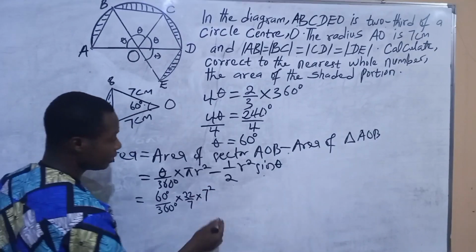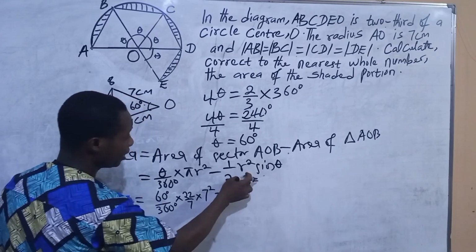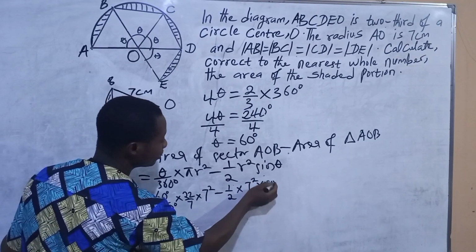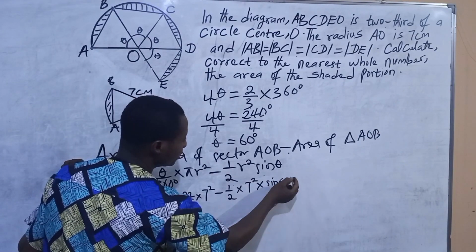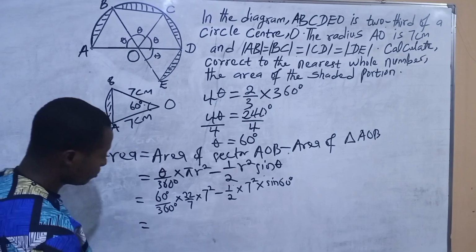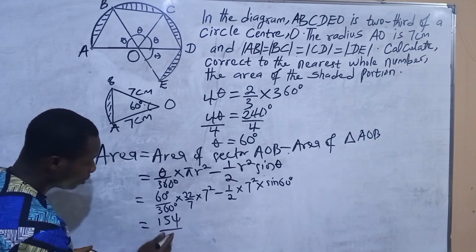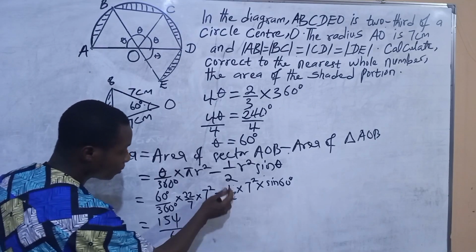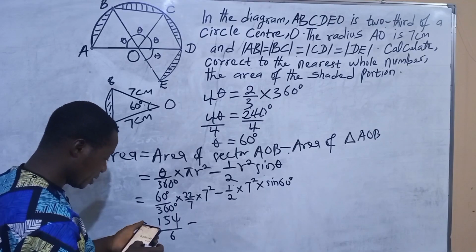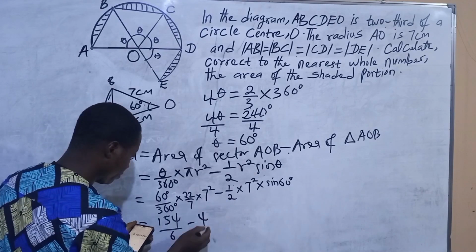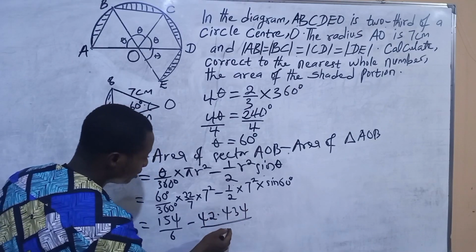That's 7 times 7. Then minus half times 7 squared again, times sine theta. Theta is 60, so we have sine 60 degrees. Just use the calculator to evaluate it. That's 154 divided by 6. Then minus, what is sine 60 times 49? This is 49 times sine 60, which is 42.434, then divided by 2.